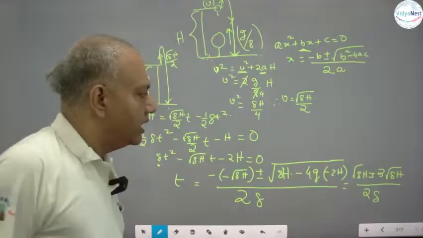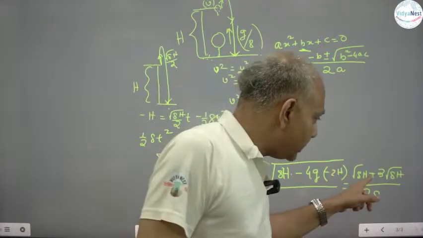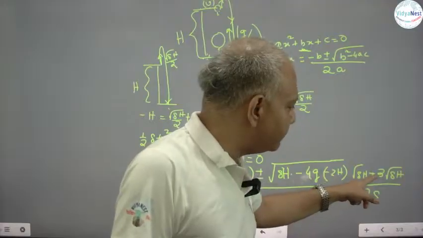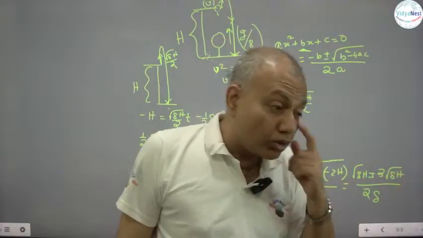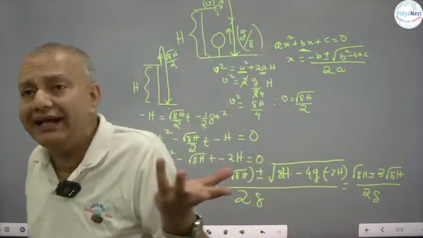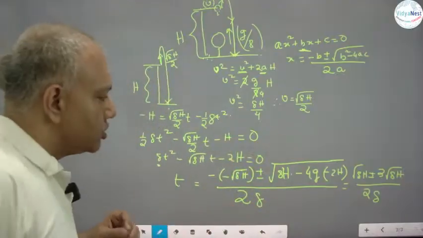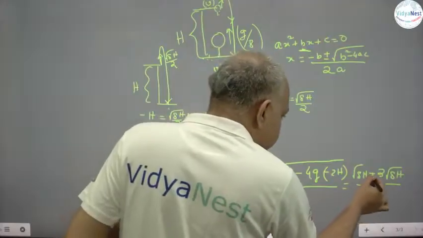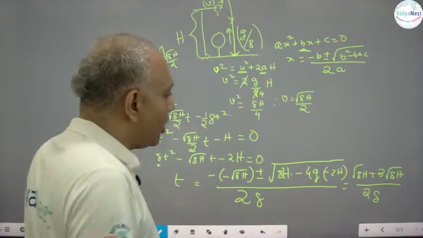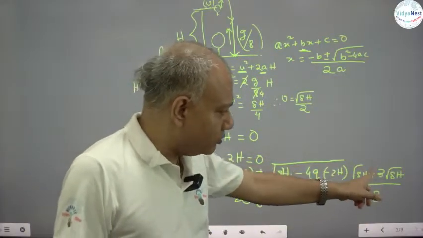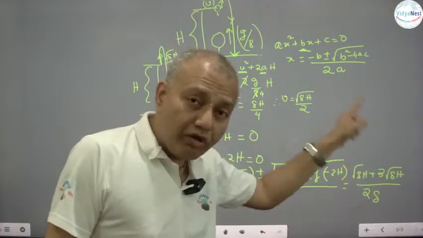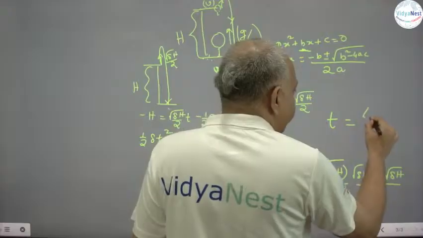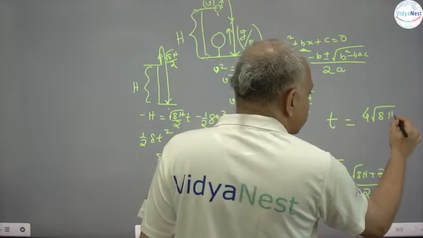So you can see that if I take the negative sign of the 3 root gh, the total time is going to come negative. The negative time doesn't matter, so we are not going to take that negative portion. Okay, let's try to understand. So we are going to take only the plus value, so 3gh plus gh, 4gh. So finally the time is going to come 4 root gh by g.